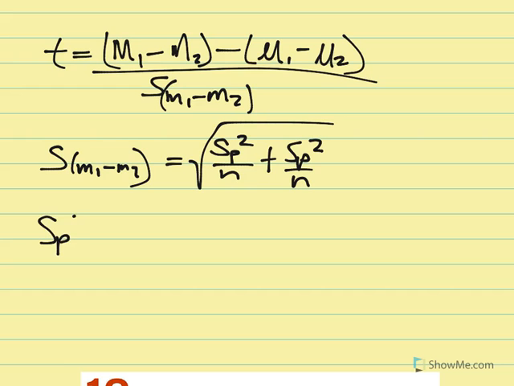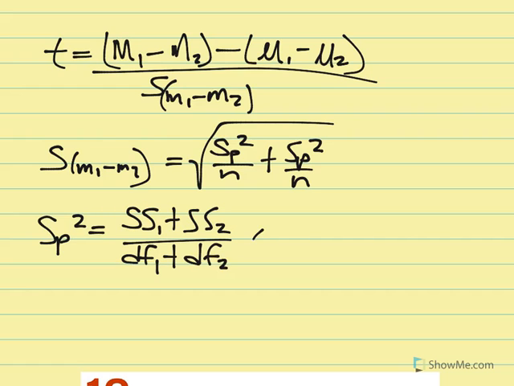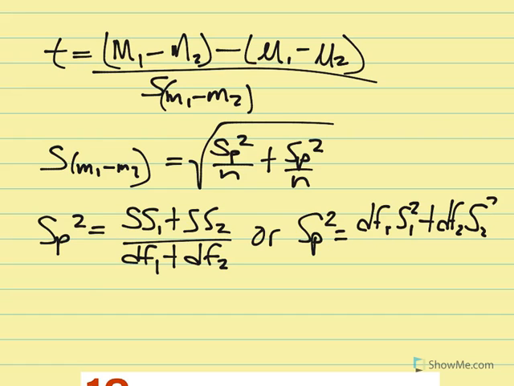And we also learned that pooled variance is equal to sum of square deviations for our first distribution added to sum of square deviations for our second distribution over degrees of freedom for our first plus degrees of freedom for our second distribution. Or our alternative equation is pooled variance is equal to degrees of freedom for our first distribution multiplied by the variance of our first distribution added to degrees of freedom for our second distribution multiplied by the variance of our second distribution over degrees of freedom 1 added to degrees of freedom 2.